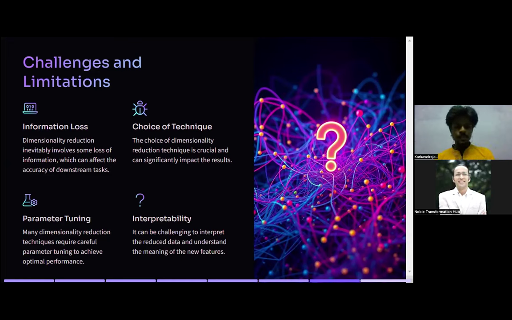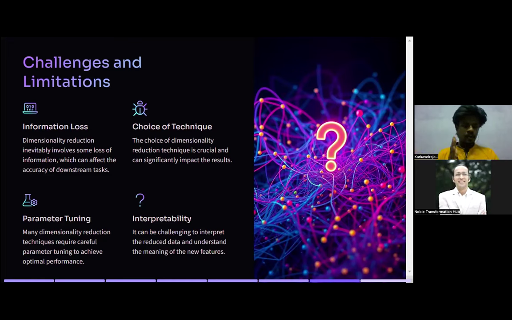Next is parameter tuning. Many dimensionality reduction techniques require careful parameter tuning to achieve optimal performance. Yeah, that's true, because whenever you're training a model, a thousand components have to be converted to 10 components, right? That requires lots of fine tuning. Like whether we need to merge this column, or we need to generalize five different columns, those things we need to fine tune.